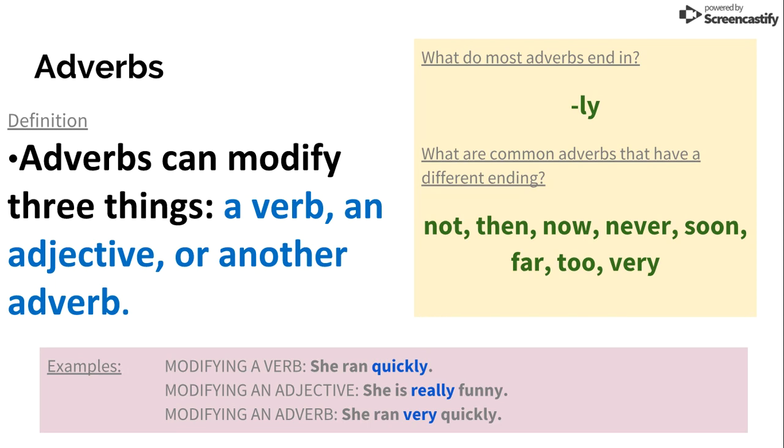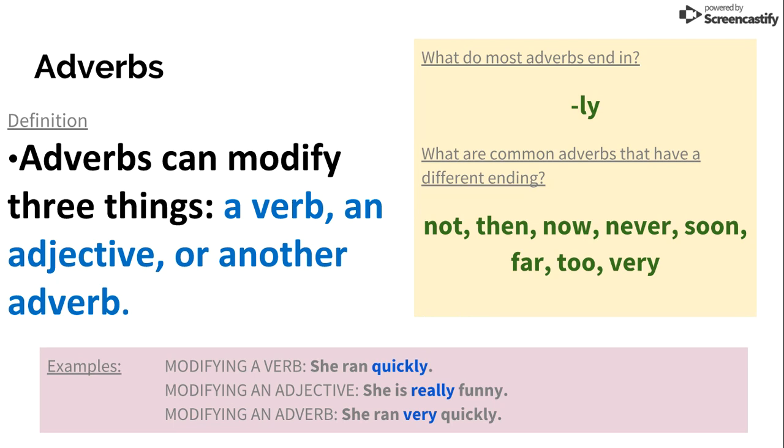If you look at the example sentences at the bottom here, our first one says, she ran quickly. In that case, quickly is an adverb modifying ran, which is a verb, so it's just telling us how she ran. Our second sentence says, she is really funny. Here, really is an adverb that's modifying funny, which is an adjective. It's telling us how funny she is.